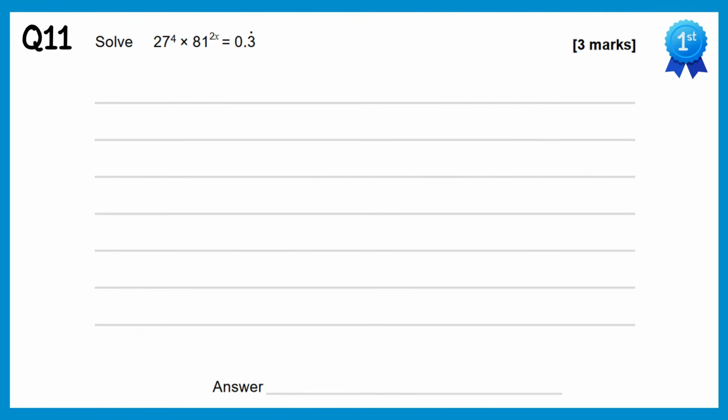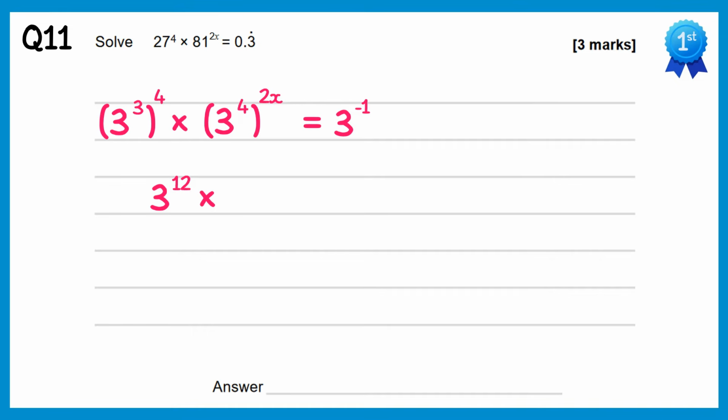For this question we have lots of powers of 3, so 27 is 3 cubed, so we had 3 cubed to the power 4. 81 is 3 to the power 4, so we had 3 to the power 4 to the 2x, and 0.3 recurring is just 1/3, which is the same as 3 to the power negative 1. So now we use the bracket to the power law, let's multiply these, so 3 times 4 is 12, so 3 to the 12, and 4 times 2x is 8x, so 3 to the power 8x, equals 3 to the negative 1.